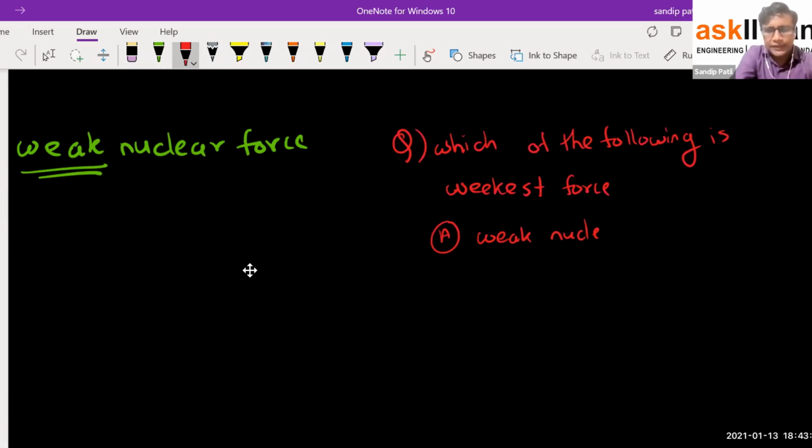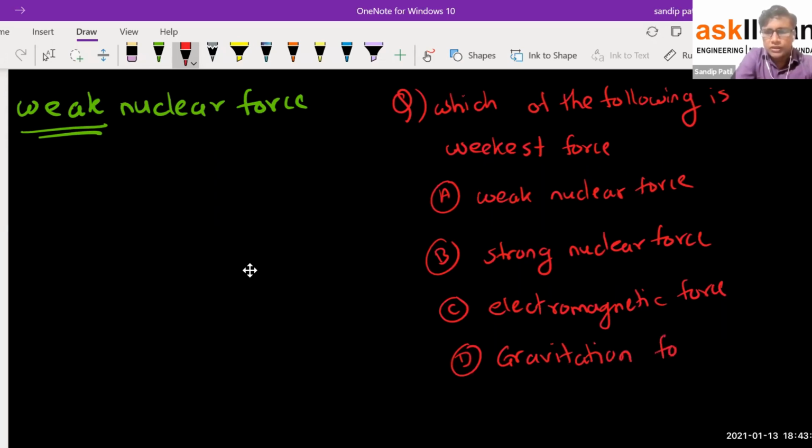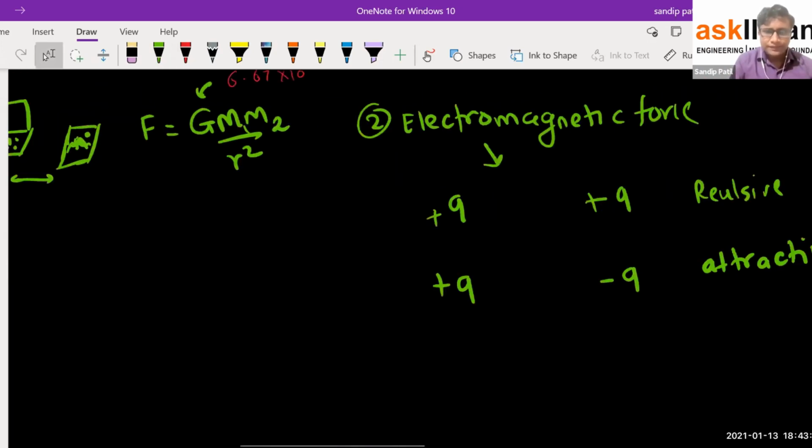Strong nuclear force, that's right. Which one is the third one? Electromagnetic force. I have replaced the order, it is not in the correct order which I wrote earlier. And another one is gravitation force. What is the question? Which of the following is the weakest force, and what should be the answer? I told you the gravitation force is the weakest force found in nature. So these are the four different types of forces.